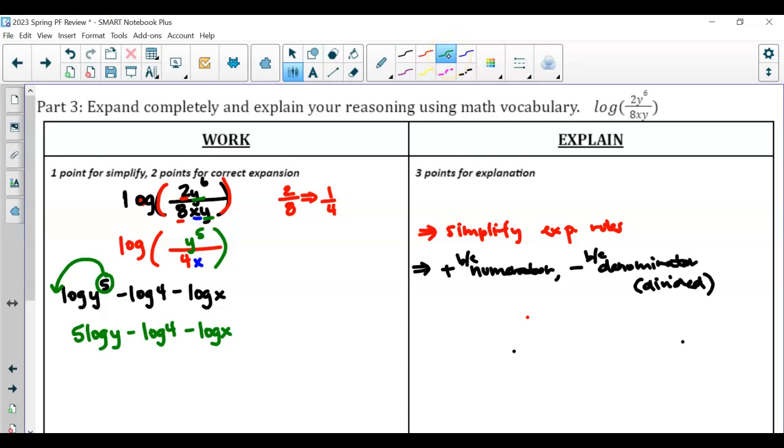Then notice you did not stop there, because we had to then use our log property of exponent, where the exponent then becomes the coefficient. So again, keep in mind, you are still having to explain that last step here, where that 5 now became that coefficient.